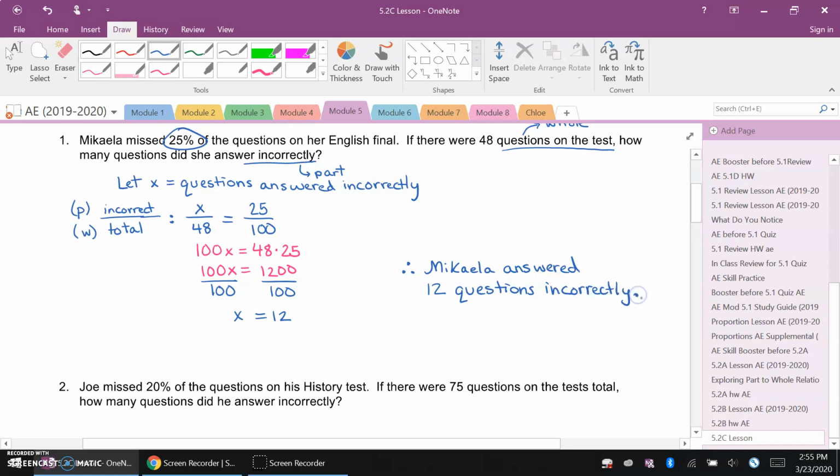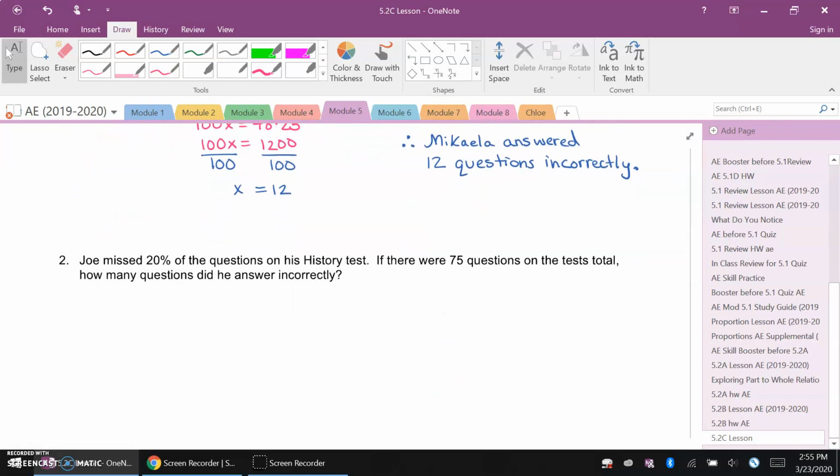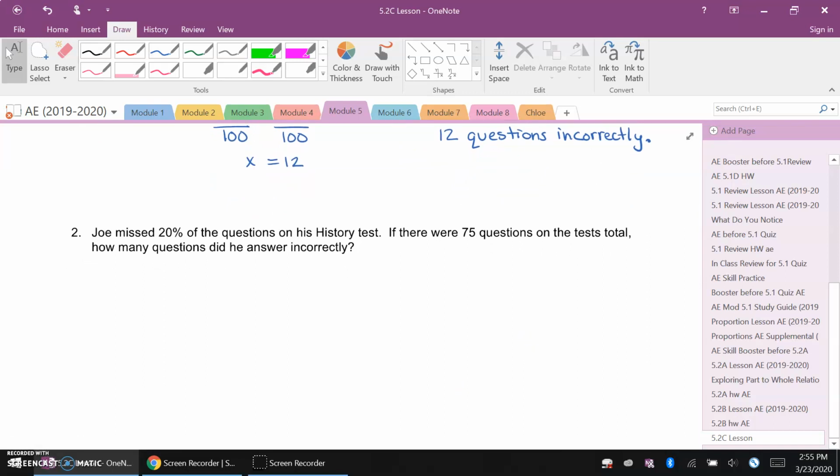Number 2 is a lot like number 1. We're just changing the subject that the person's taking a test on. Joe missed 20% of the questions on his history test. If there were 75 questions on the test total, how many questions did he answer incorrectly? So 75 questions is going to be our total or the whole. We have our important percent that's given to us. And again, we are looking for incorrect questions. And that is going to be our part.